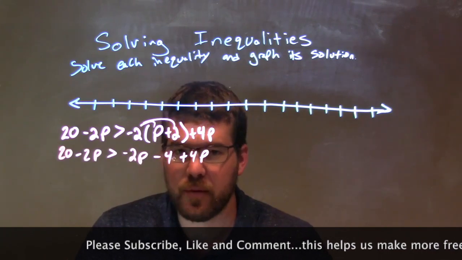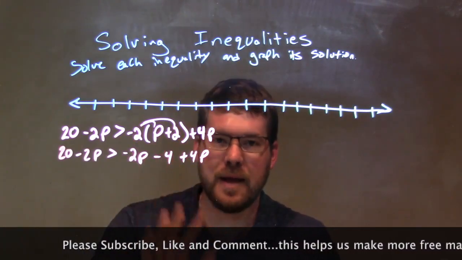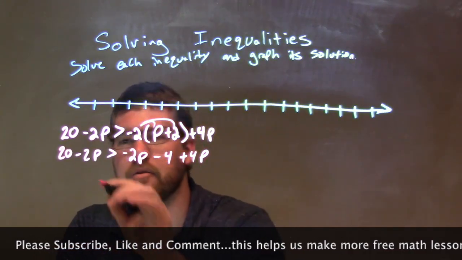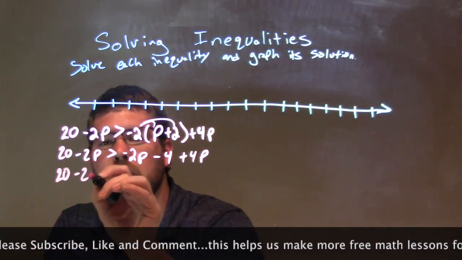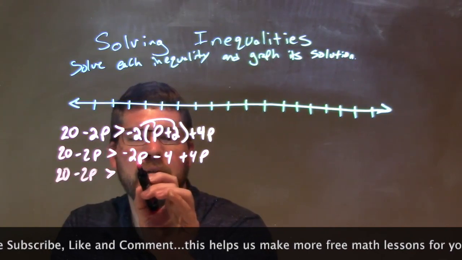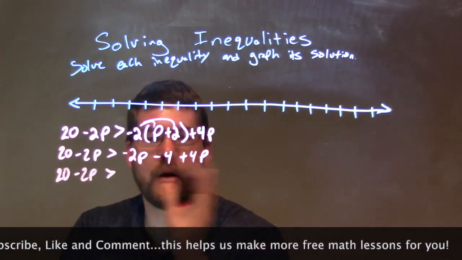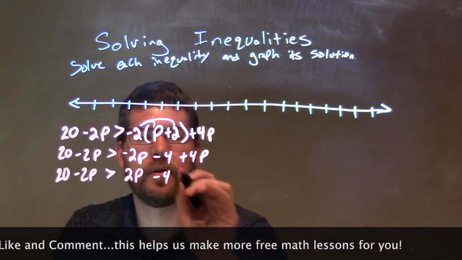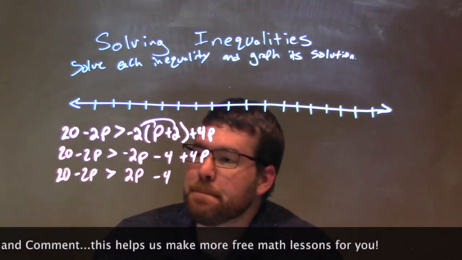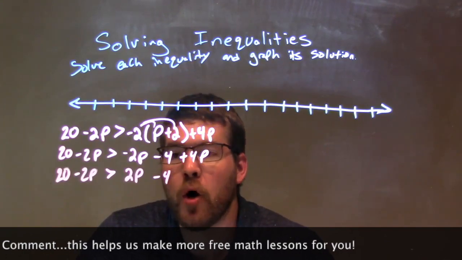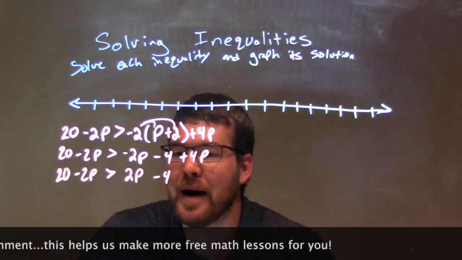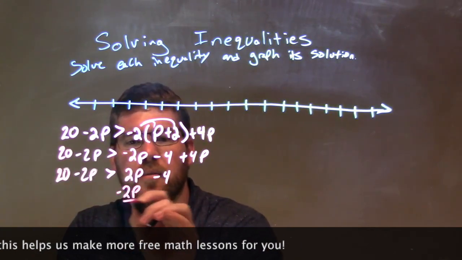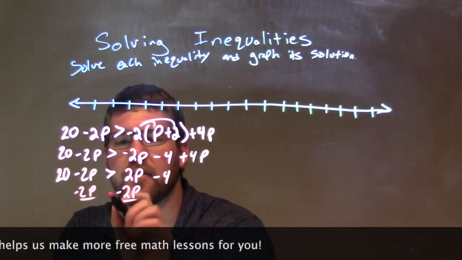So next thing I'm going to do is simplify the right-hand side. The left-hand side is already simplified as much as it can be, but the right-hand side, do some work. We have 20 minus 2p on the left is greater than negative 2p and a positive 4p come together to be a positive 2p. Okay, and then we have minus 4 right there. Now I want to bring all my p's together and all of my numbers together. So in this instance, I'm going to subtract 2p from both sides.